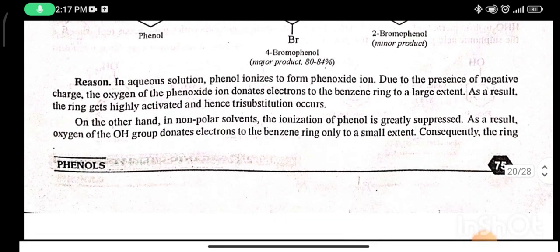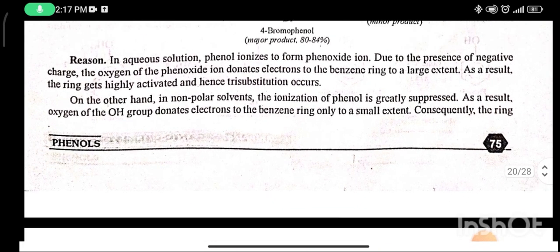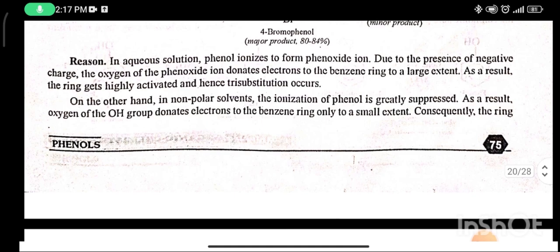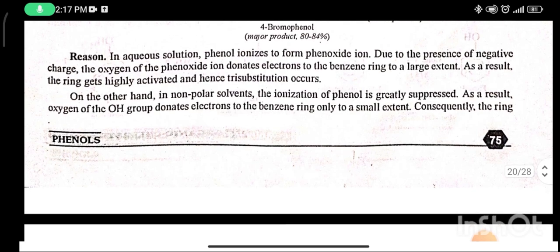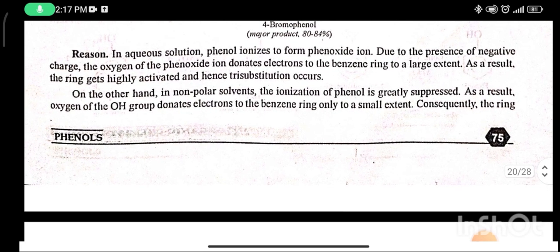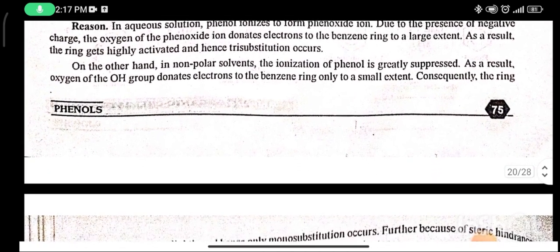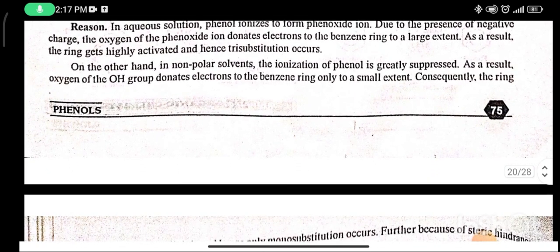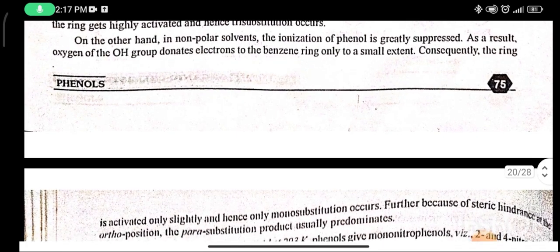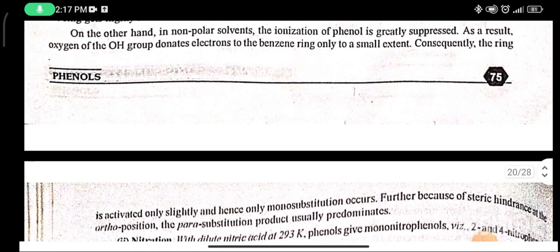Reason: in aqueous solution, the phenol ionizes to form phenoxide ion due to the presence of negative charge on the oxygen atom. Phenoxide ion donates electrons to the benzene ring to a larger extent, as the ring gets highly activated and hence twice substitution occurs. On the other hand, in non-polar solvent, the ionization of phenol is greatly suppressed.